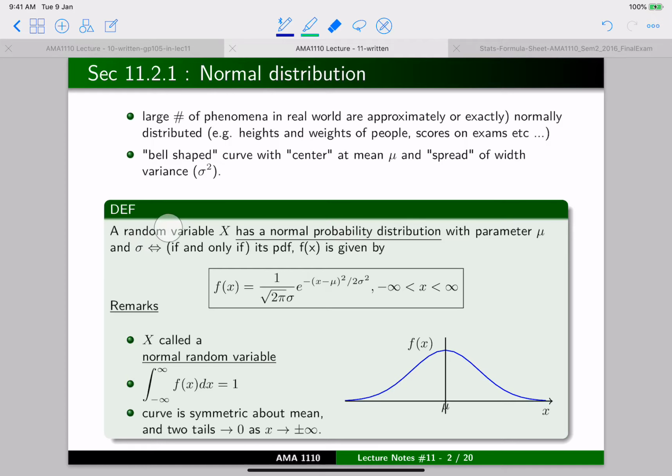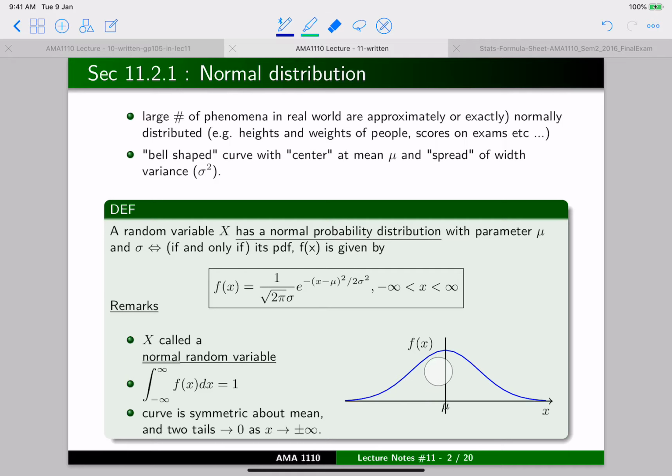More precisely, a random variable X has a normal probability distribution with parameters mu and sigma, if and only if its probability density function has the following form: f of x is equal to basically e to the minus x squared over 2, but this is centered around mu, the mean, and the variance sigma squared is the spread. In this case, X is called a normal random variable.